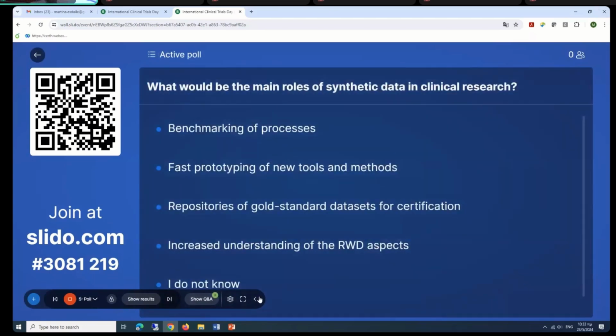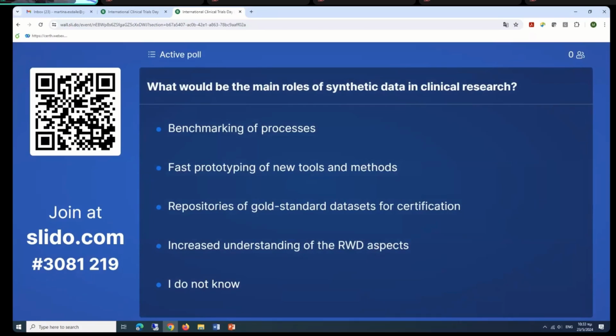Are you all ready to vote again? You heard about synthetic data. So the question now is, if you're thinking about the many roles of synthetic data that might have in clinical research, what would be the main role that you see? I could easily imagine everyone saying all of them, but focus on what would be the primary focus.